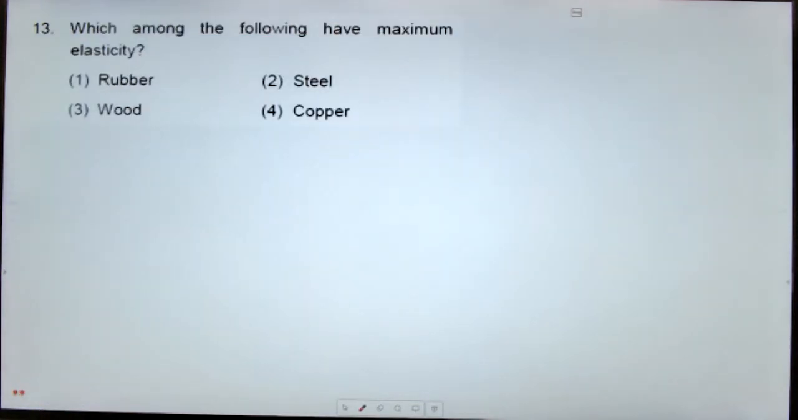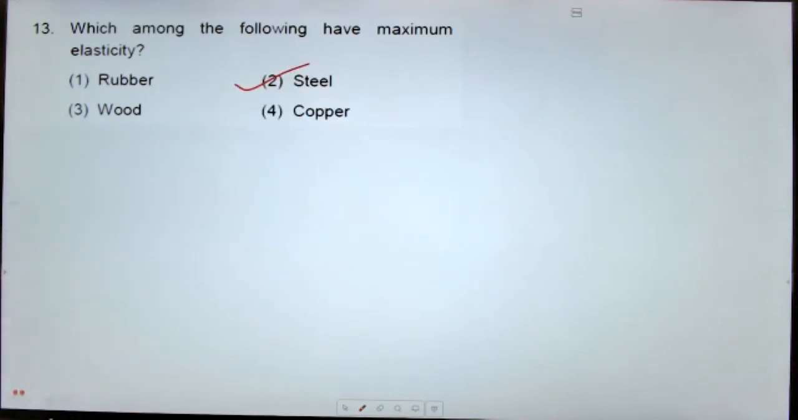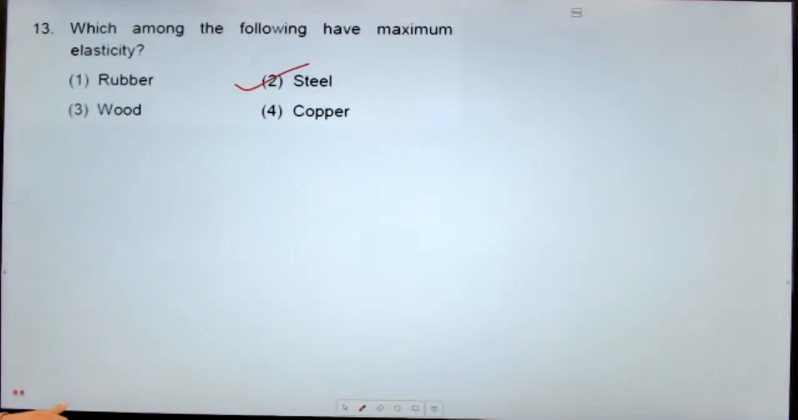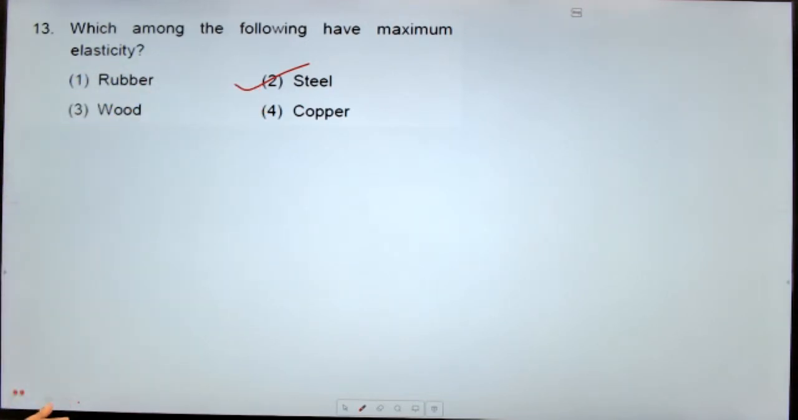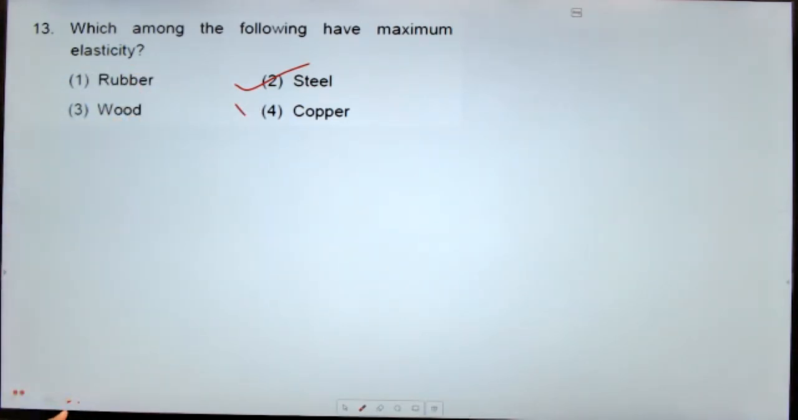Next. Which of the following have maximum elasticity? This is nothing but steel. Steel has maximum elasticity or Young's modulus. Young's modulus is more for steel. So the more elastic one is steel only, not rubber. Generally you are going to select rubber, but that is not correct. Steel is the correct answer.